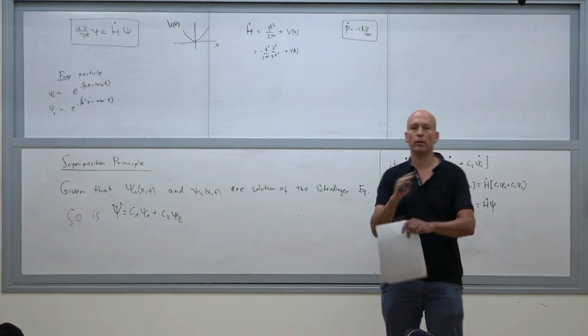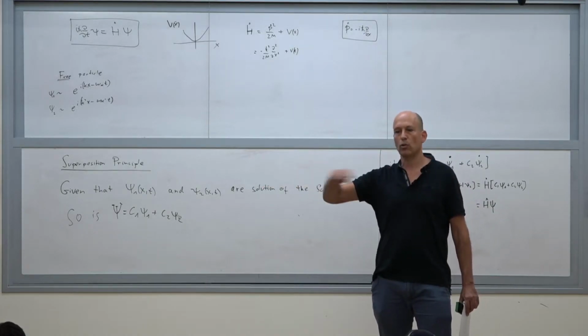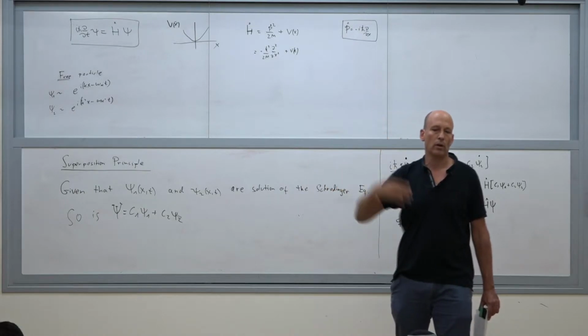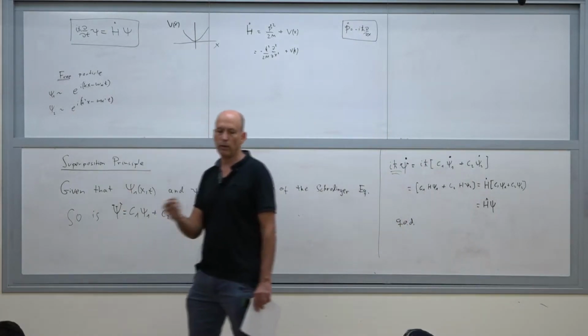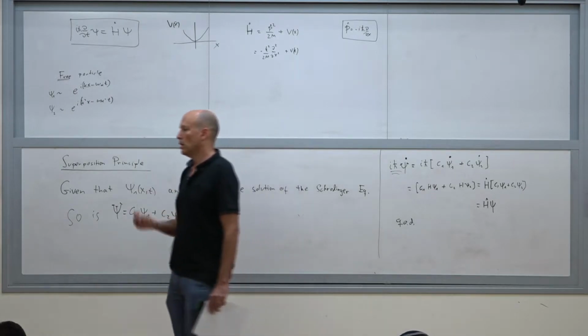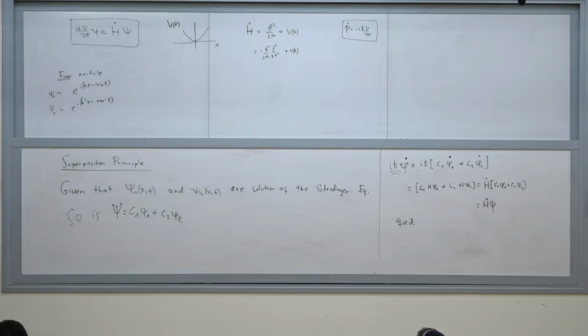So we can have interference. This is how you build interference. You take one free wave, and then you add another free wave, and you get a combination of two waves which can interfere constructively or destructively. Again, we'll see examples later.